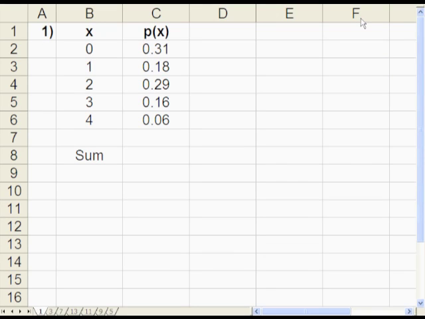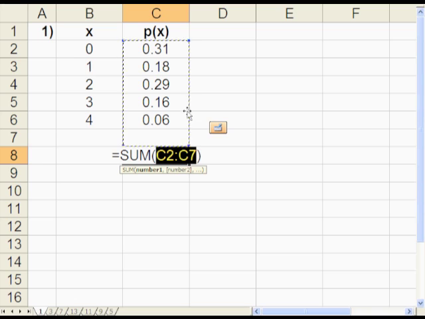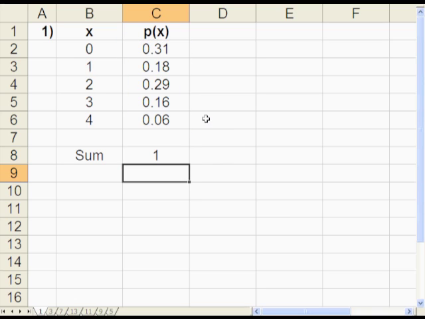Question 1. We need to determine whether this is a probability distribution. In order to do that, we need to add all the probability values for each event. We're going to add these values here. Use my summation. Enter. We find the value is 1. What that means is we do have a probability distribution. The answer is yes.